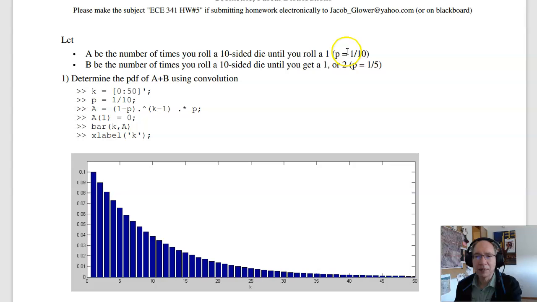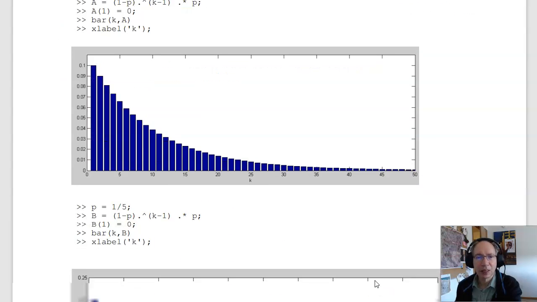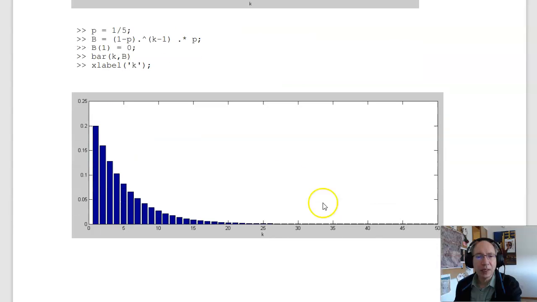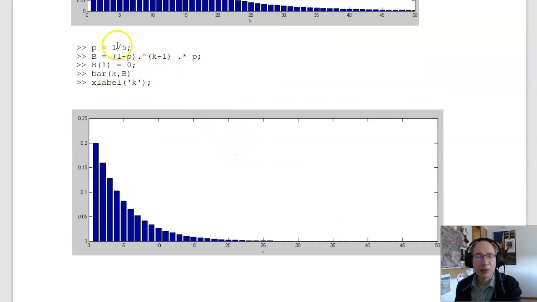The average is 1 over p, or 10. So taking it out to 50, it's not quite at 0. It's going to lose a little bit of inaccuracy. It's better if you take it up further, say to 100, but I went to 50. For B, again, this is a geometric distribution with a mean of 5, or probability of 1/5. So doing the same thing, P times q to the k minus 1. The first point has to be 0. Here's the bar chart.